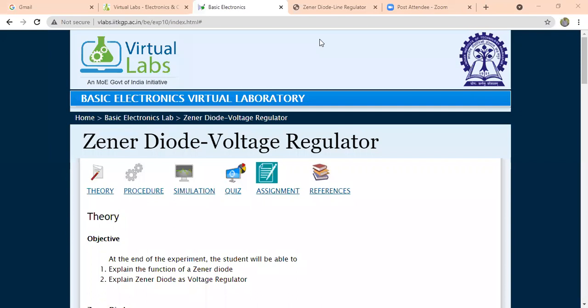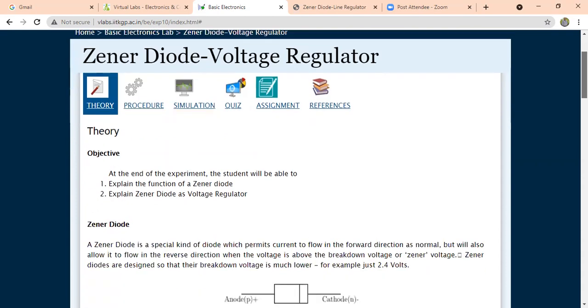First of all, we'll be studying the basic and theoretical concepts of the Zener diode: what is basically a Zener diode, why we need to do an experiment with a Zener diode, and how it regulates the supply voltage. We'll be studying this before starting with the simulative tool. So first of all, what is a Zener diode?